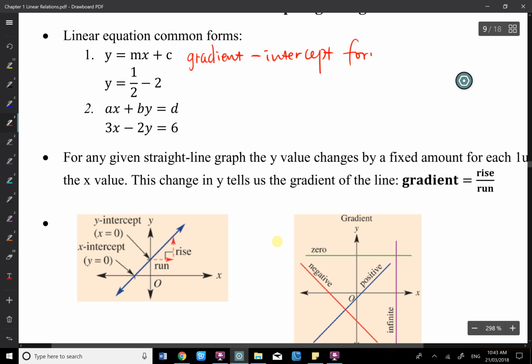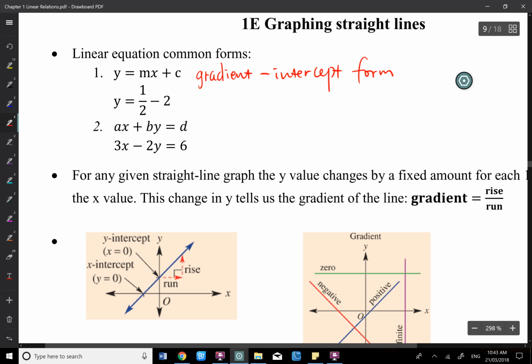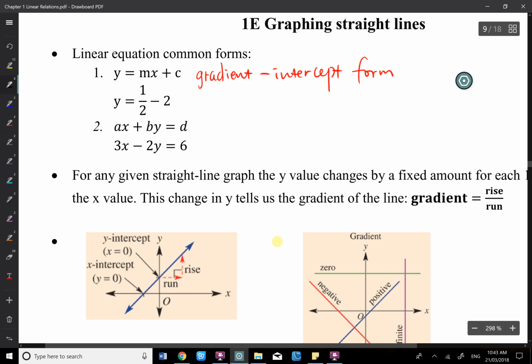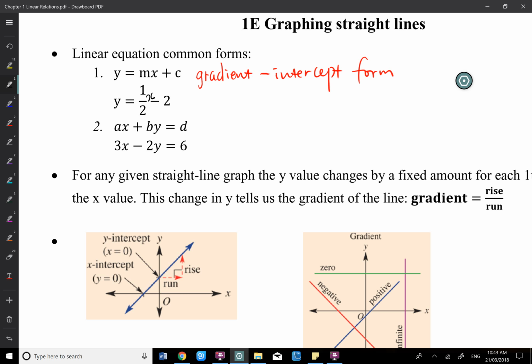This is called the gradient intercept form. So it's y equals mx plus c. I forgot x here. This should be a half x minus 2. There's an x. y equals half x minus 2.